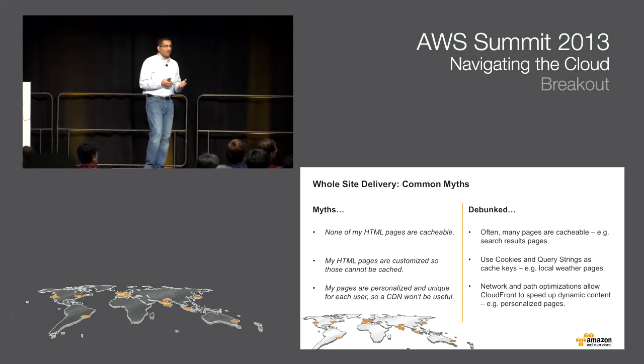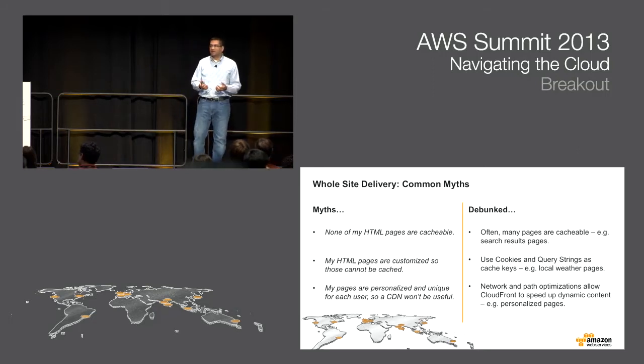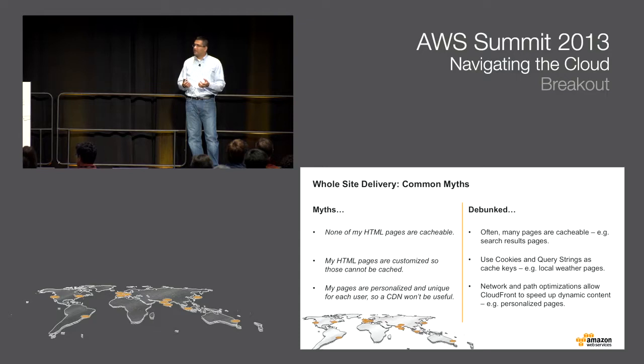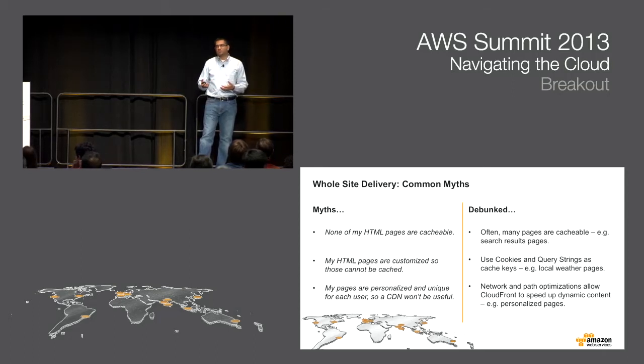And when I've had customers take a look more critically at their website, what we've discovered together is that there are several pages on the website that are actually cacheable and could be cached at the edge location. And that same HTML page could be delivered to several end users. So an example of this page, or a page like that, is the search results page.